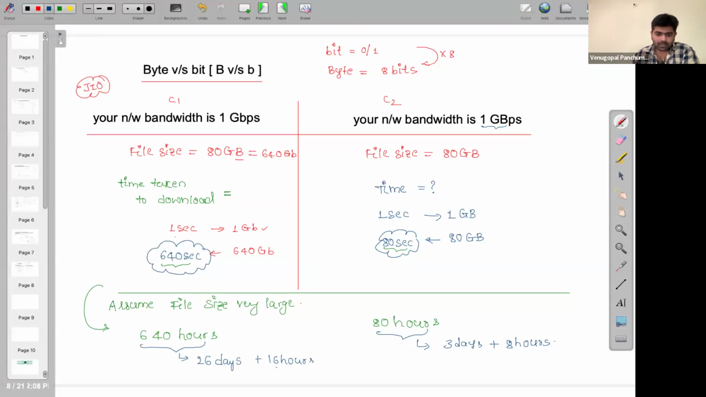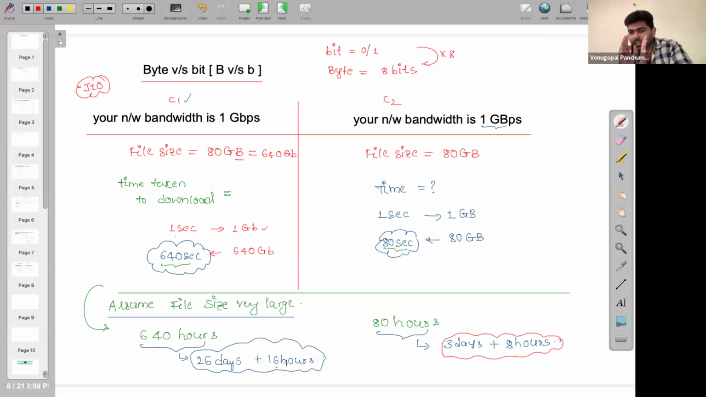So if the file size is very large and you take connection 1, to download that very large file you are going to take almost 1 month. 26 days, 16 hours, so more or less almost one month. Whereas if you take the 1 GB per second connection, then roughly in 4 days only you can download that file. So I hope you can see the difference. In small file sizes you might not feel the difference, but if the file size is very large, then you can clearly see it.